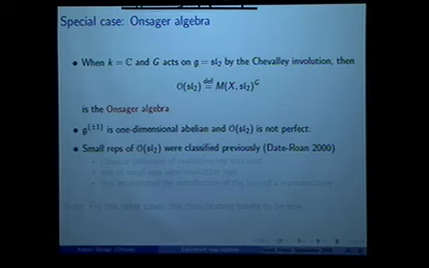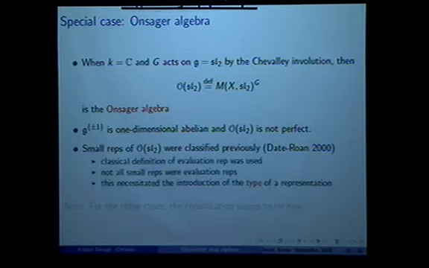Now these small representations of the Onsager algebra were previously classified by Date and Roan, but they used the classical definition of an evaluation representation, and so not all of the small representations were evaluation representations. To get around this, they had introduced the notion of the type of a representation. Type 0,0 representations were evaluation representations, and then all other types they could reduce to the 0,0 case by some automorphism of the enveloping algebra. So they approached the classification that way. For the other cases, the more general setting, this classification seems to be new. So we obtain a classification of all the small representations of these generalized Onsager algebras.